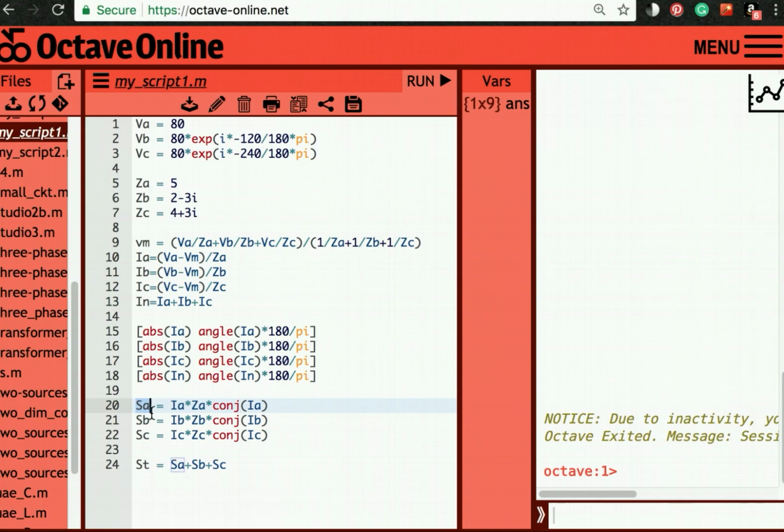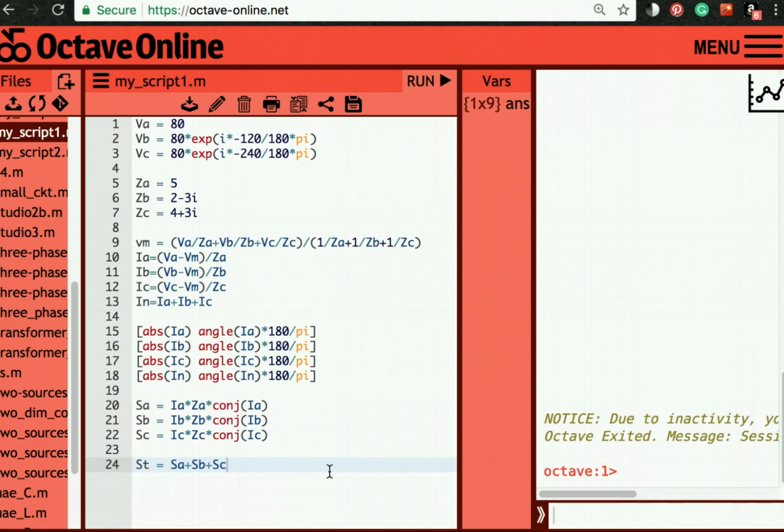The complex power in A phase, complex power in B phase is exactly the same. This is IA, ZA into conjugate of IA, and so on. And the total power will be nothing but SA plus SB plus SC. So, I think we have everything ready here. Just pause the video and go through all these equations once again. It is straightforward.